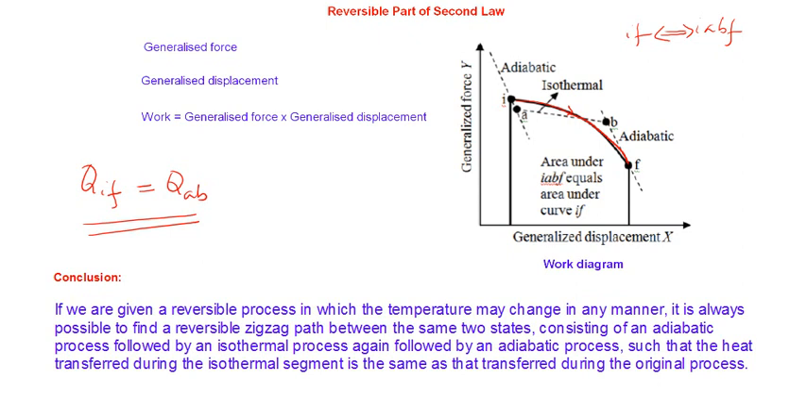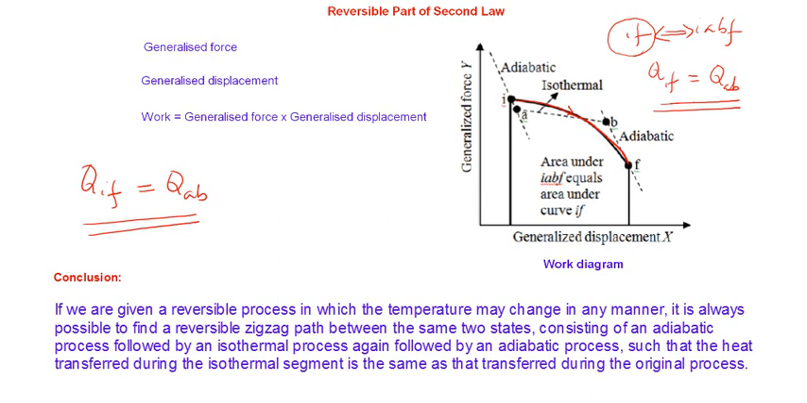And if we assume that QIF is the heat that is transferred during the actual or real path IF, we have concluded finally that this heat QIF will be equal to the heat that has got transferred during the isothermal part of the imagined path, QAB. Okay, so that is our conclusion here, right?